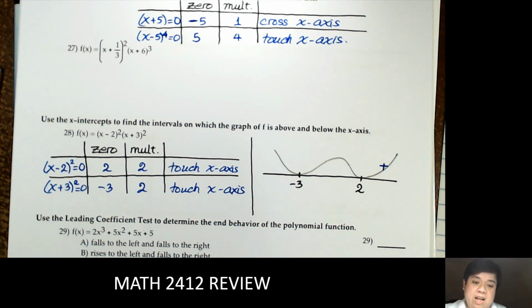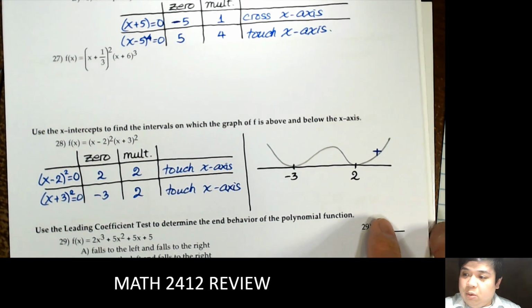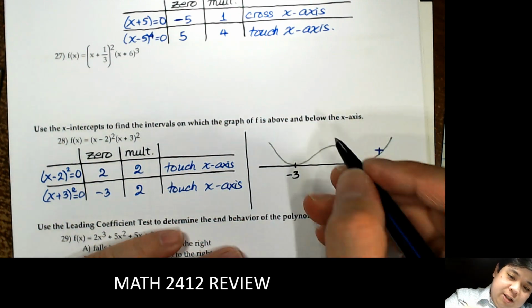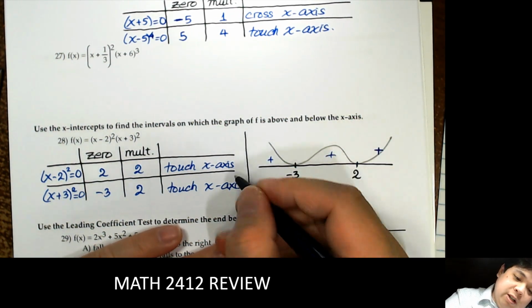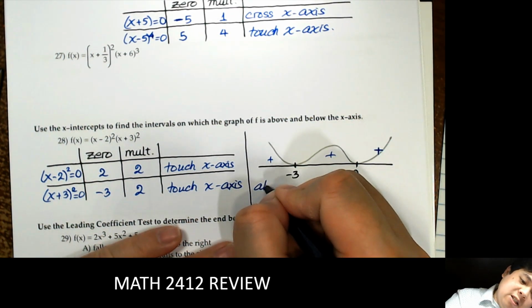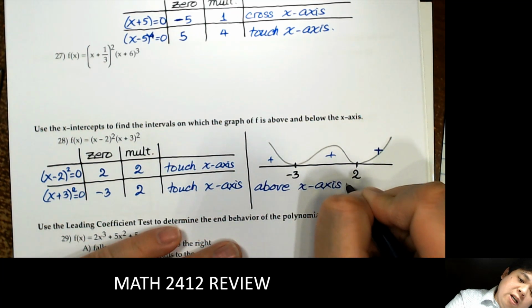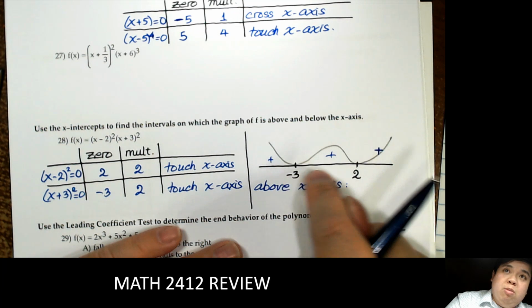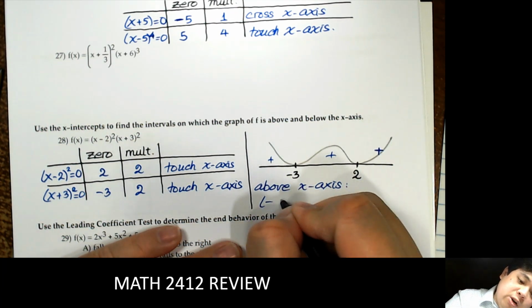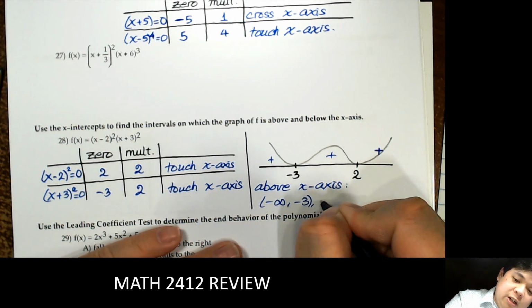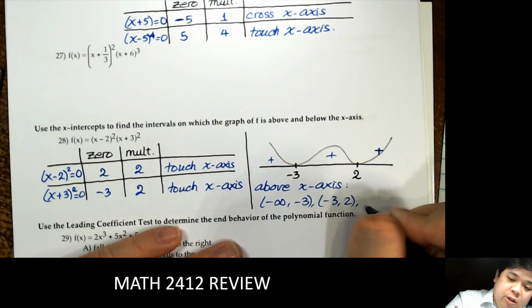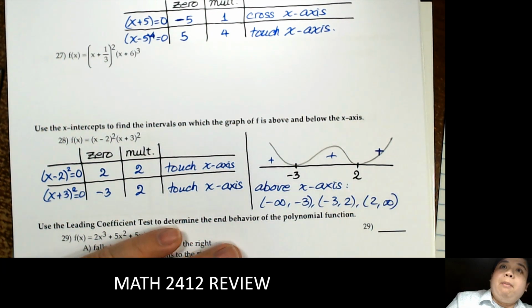So all of them except for negative 3 and 2. So all of them are positive. So we say above the x-axis. We have to state three intervals, excluding those two points. So negative infinity to negative 3, negative 3 to 2, and 2 to infinity.